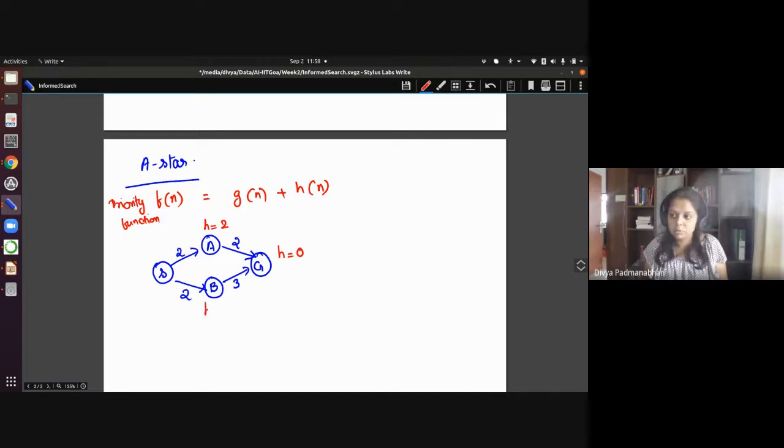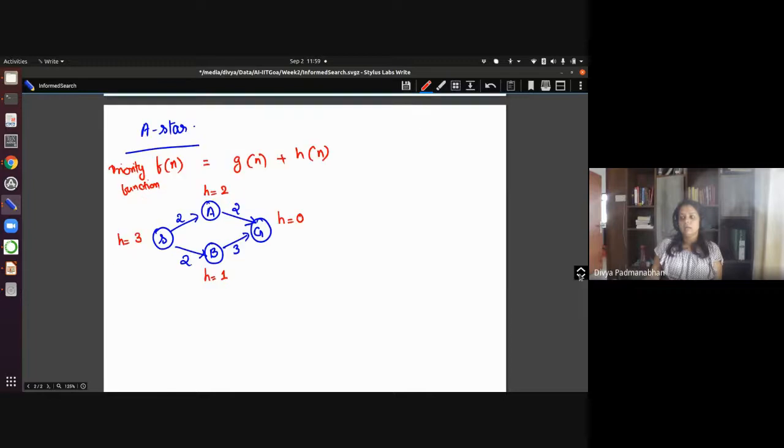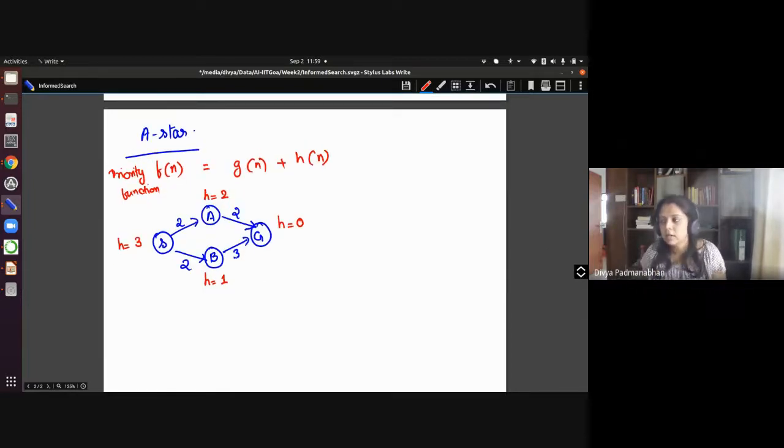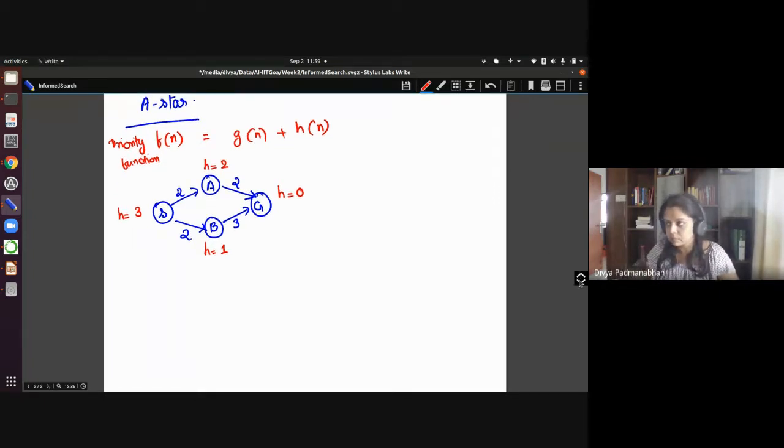And for B, suppose the heuristic is telling you it's just 1. So 3 is the actual distance to the goal, but the heuristic tells you it's 1. And for the start state, it doesn't really matter, but let's say h is 3. So these are the numbers. I will tell you what the g evaluates to as we go along. It's just the overall cost from the start state.